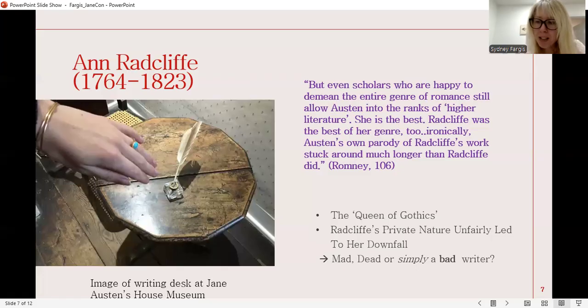So, pausing here again briefly, Queen of Gothics, coined by Austen. Austen very much admired Radcliffe's work. Mysteries of Udolpho is directly referenced in Northanger Abbey. We have our central characters really quite obsessed with the terror of Udolpho, the brutal elements of Udolpho. Such a huge influence on Northanger Abbey.